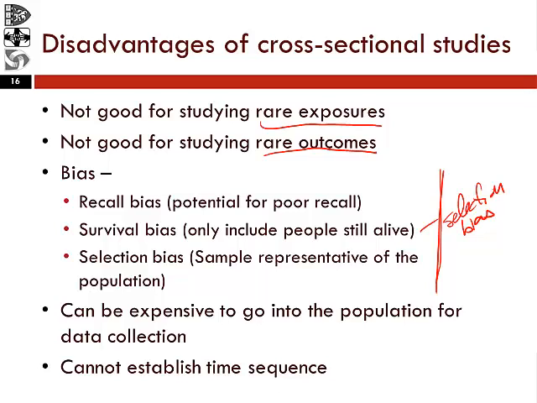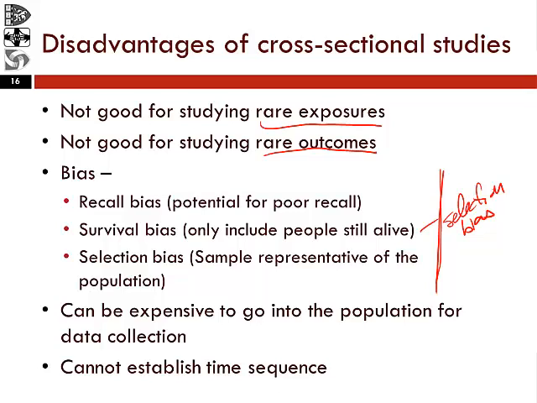So if I'm interested in what are the risk factors for diabetes, and someone died from diabetes last week, there is no way for them to be included into my study, right? They're excluded from my study because they've died, which can introduce a bias because I'm only studying people who have survived to be included. There's a selection bias.